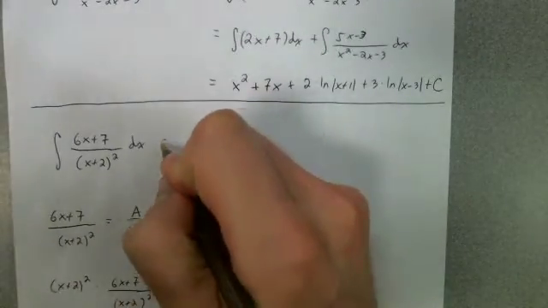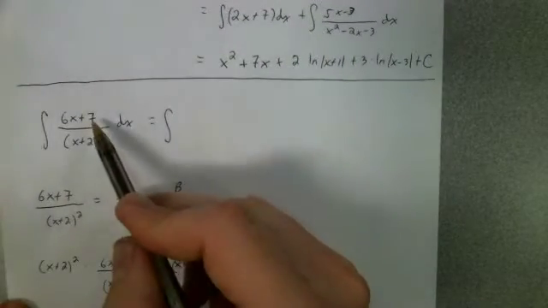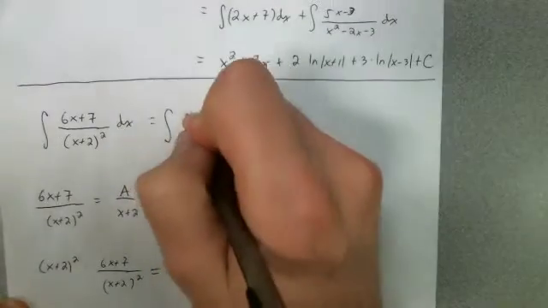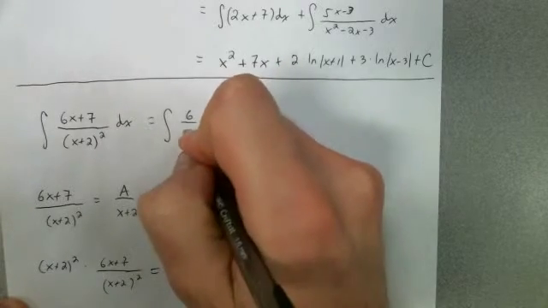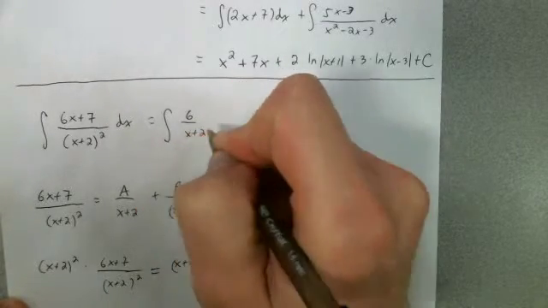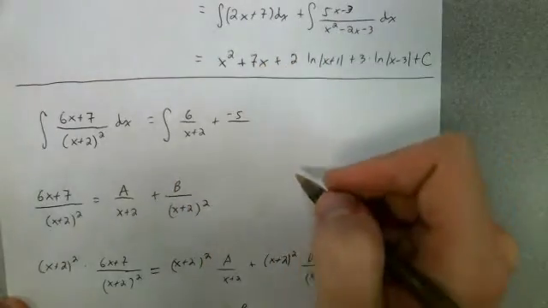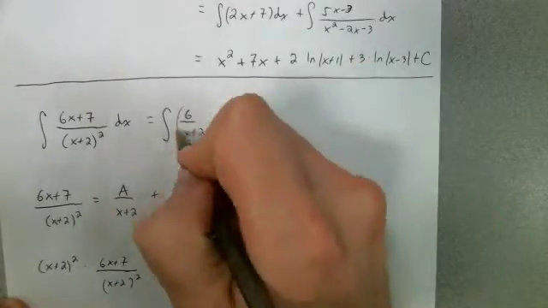So we say, great, we can split up this fraction now. All we've done so far is algebra, by the way. We haven't done any calculus. So all we've done is we figured out, oh, we can take this fraction, and we can split it up and make it look like 6 over (x + 2) plus -5 all over (x + 2) squared.